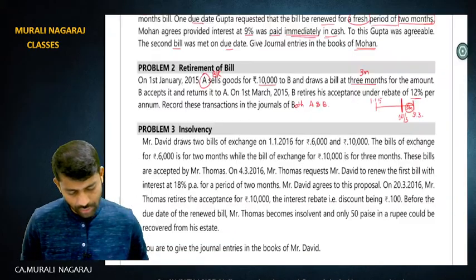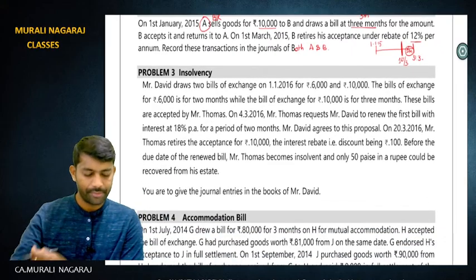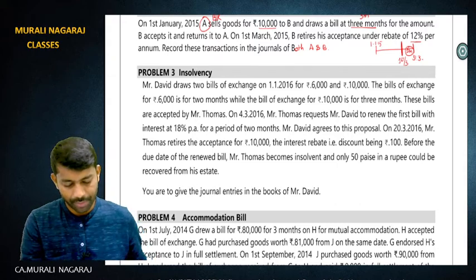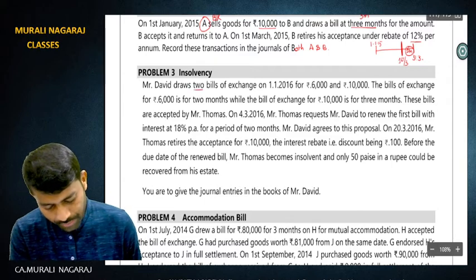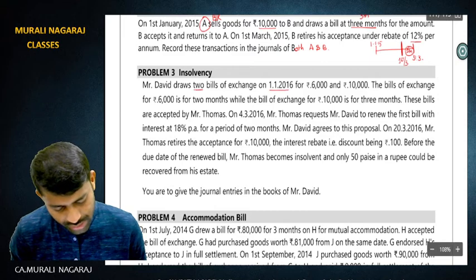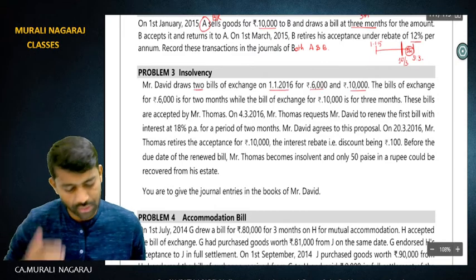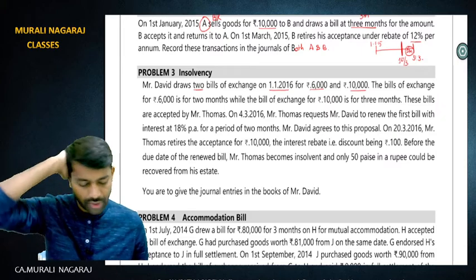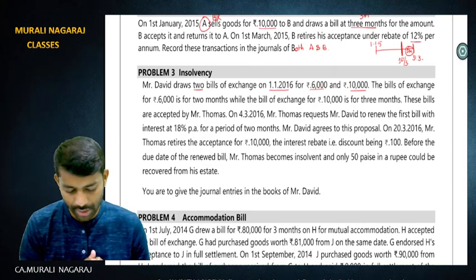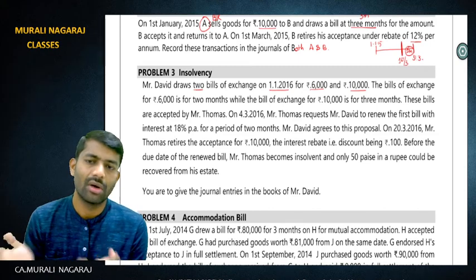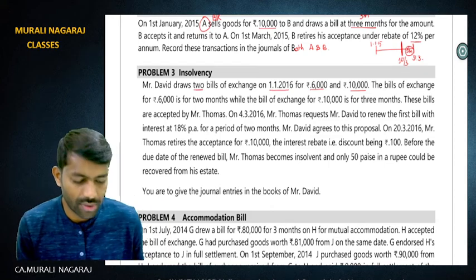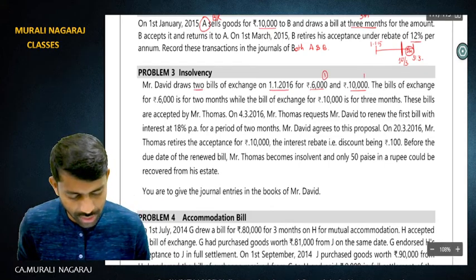Next, let us go for problem number 3. It is a type of insolvency problem. Let us see. Mr. David draws two bills of exchange on 1/1/2016 for 6,000 and 10,000. So on 1st January 2016, we have drawn the two bills. Already the sales transaction or loan, whatever it might be, has occurred, and some amount we are supposed to receive. So for that we have already drawn two bills of exchange.